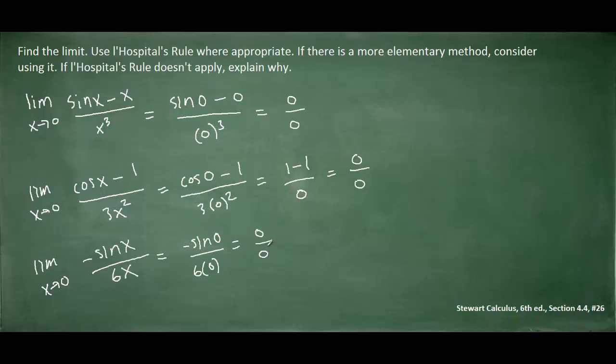So let's apply L'Hopital's rule one more time. Let's take the derivative of the numerator, which would be negative cosine of x, and then the derivative of the denominator would just be 6. If we plug 0 in this case, we're finally going to get a result that is not one of the indeterminate forms. So we plug in 0, we get negative cosine of 0 over 6. The cosine of 0 is 1, so we're actually left with negative 1 divided by 6, and that is the final answer.